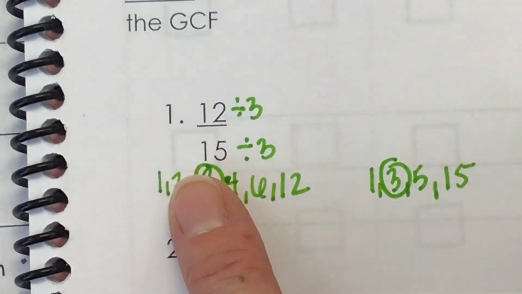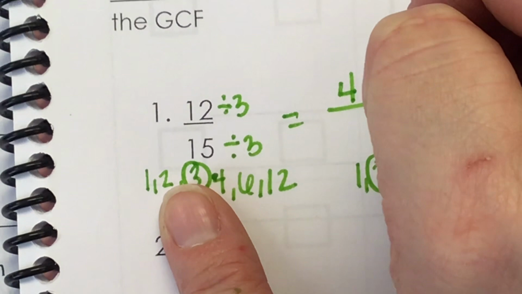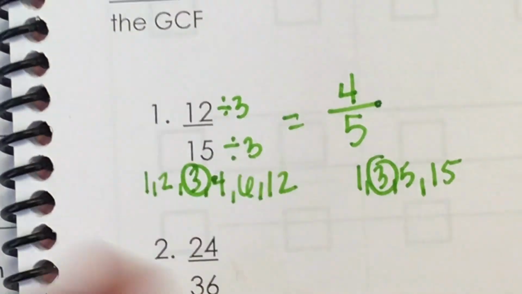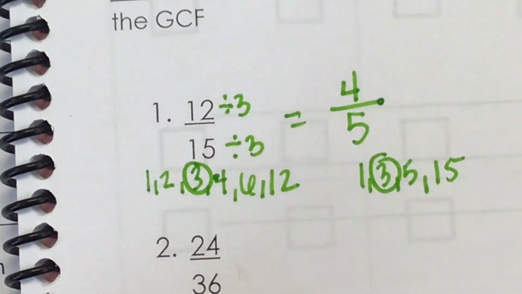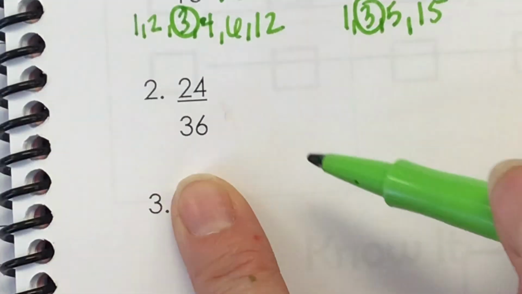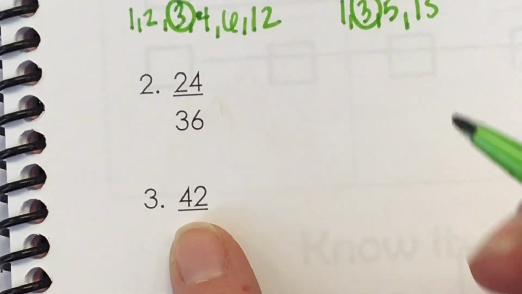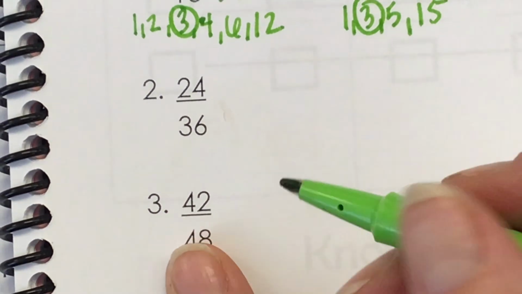So 12 divided by 3 is? 15 divided by 3 is? So it's 4/5. Okay? Now, 24 over 36. What are my factors for 24? Give me some factors for 24.